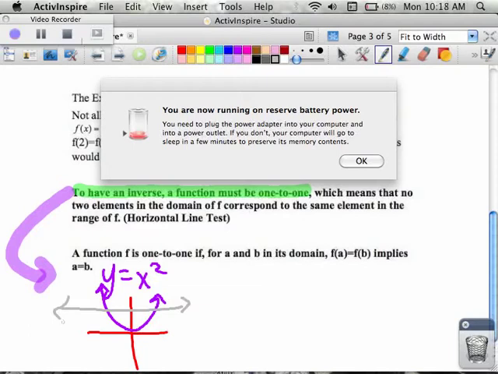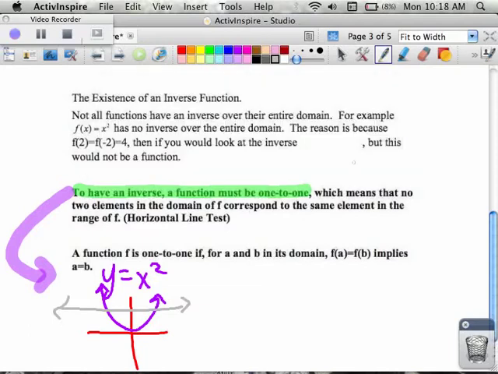For example, if I said, holy moly, let me pause for a second. Okay, back from the technical difficulties.